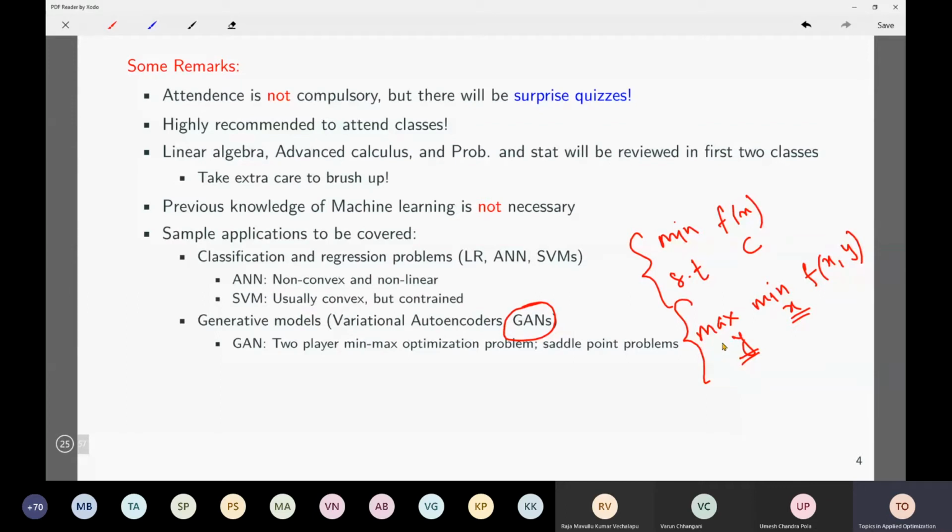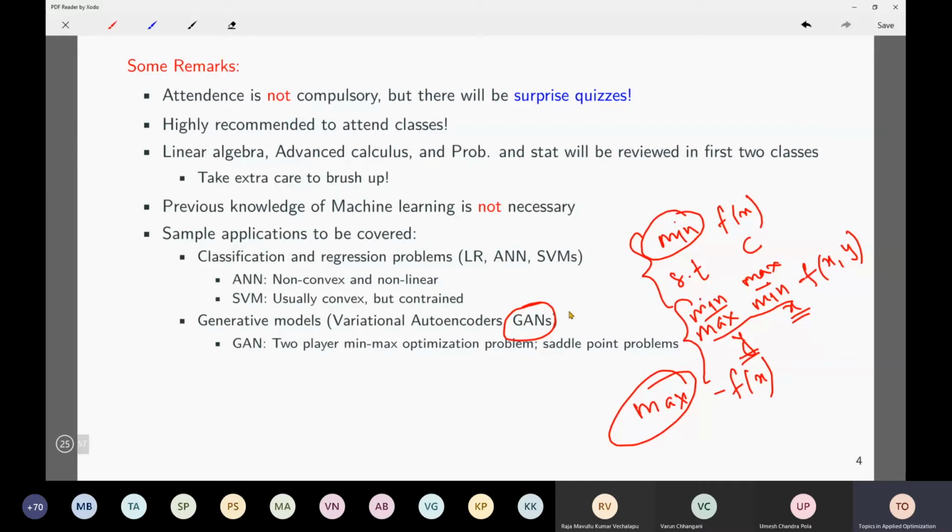And max min can be changed to min max just by changing f to minus f, right? If I change f to minus f, then this is the same thing as saying max of this and min of that. So min max and max min are the same thing. Similarly, the min problem is the same as the max problem: min of f of x is the same as max of minus f of x. So you will see that we will not really distinguish between min and max. Both are the same thing. It's like doing min of the negative. So you get the point.